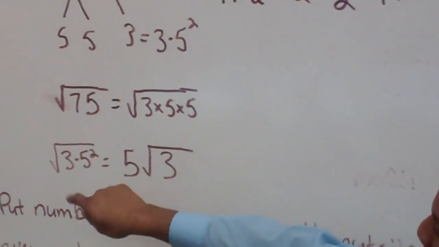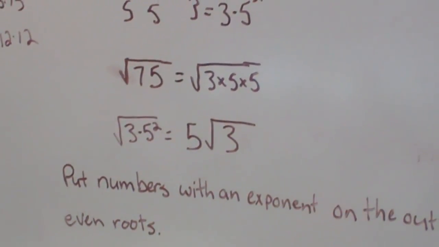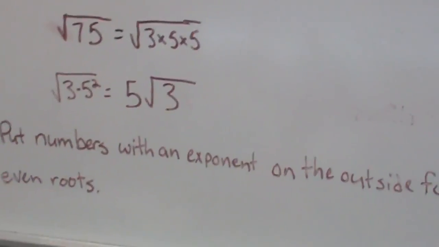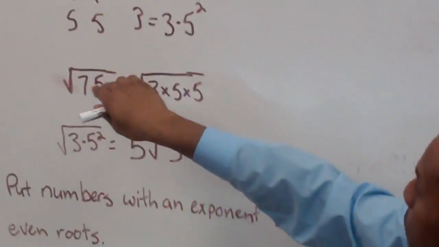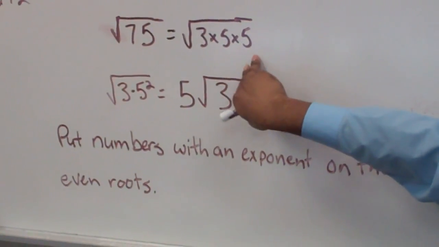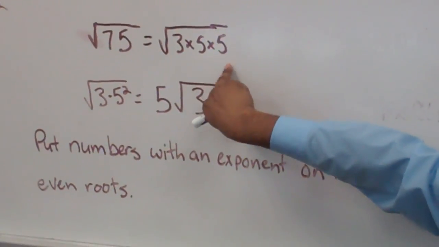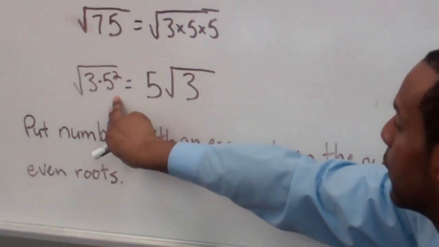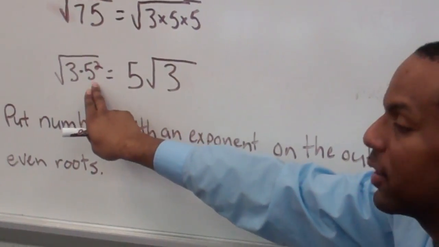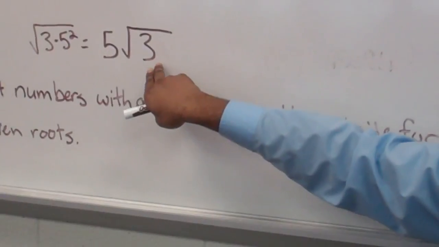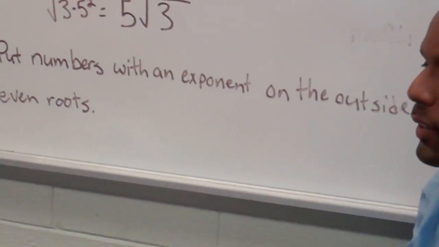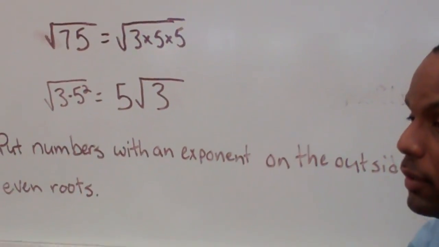So do we see how I worked my way to here? Somewhat. All right, let me show it to you again. So we factored 75 out, correct? Yes. Which gave us 3 times 5 times 5. I combined the 5 times 5 to make it 5 squared. I took my number that has the exponent and put it on the outside. And I left my number without the exponent on the inside. That's all you have to do.